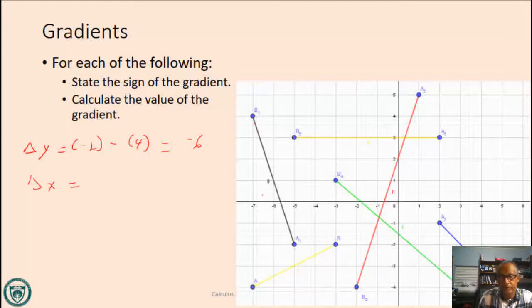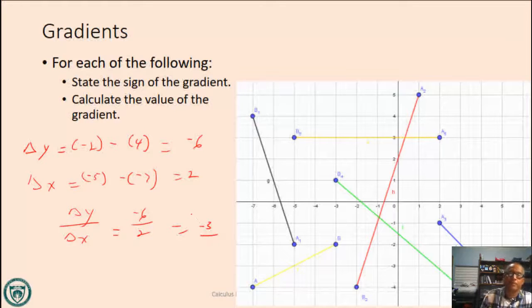And so delta x here will be what? The final value of x for this line segment is -5, and the initial value of this segment is -7. So then this is 2. Obviously then the gradient is delta y over delta x. So that gives us -6 over 2. That gives us -3. So the gradient is -3.